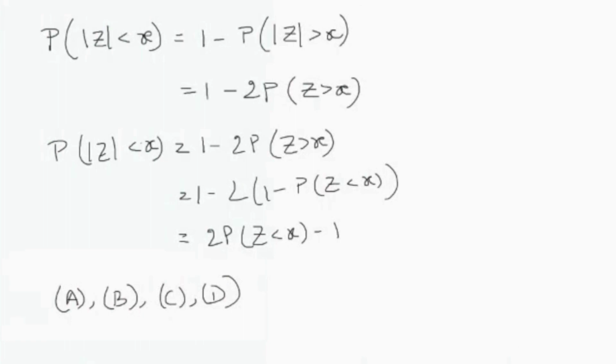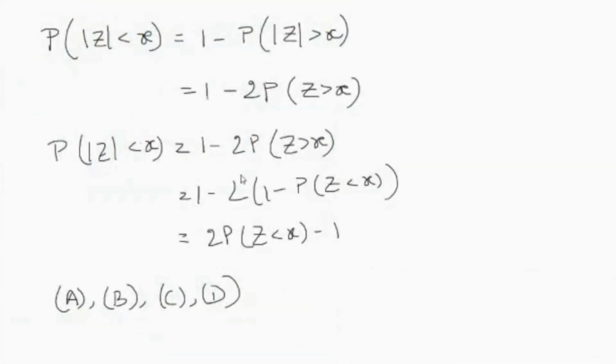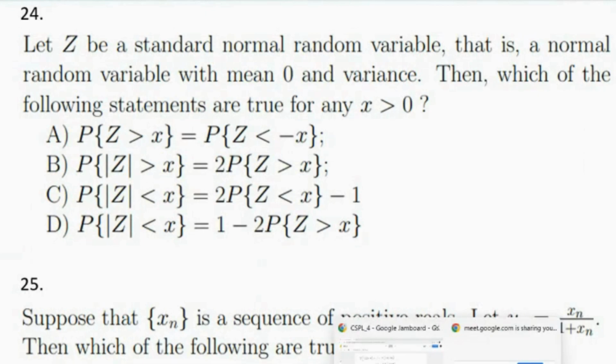Moving to option 3, which says probability mod Z less than x, that is equal to 1 minus probability mod Z greater than x, which is 1 minus twice the probability Z greater than x, which you can observe from option B. So option C is true as well. And from this step, we can again simplify probability Z greater than x as 1 minus probability Z less than x, and it turns out to be this, which is identical to option D. So we can observe that A, B, C, D, all the 4 options are correct for this question.